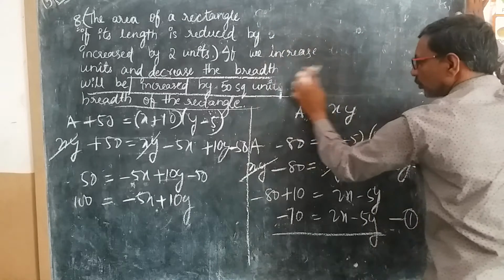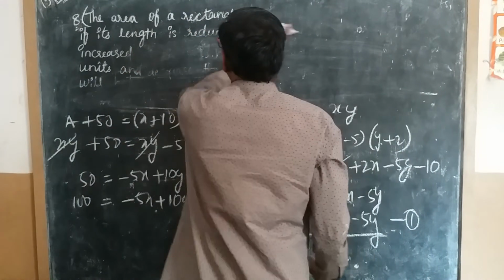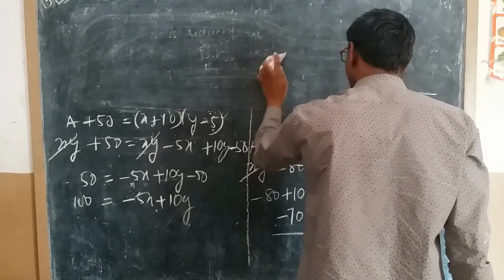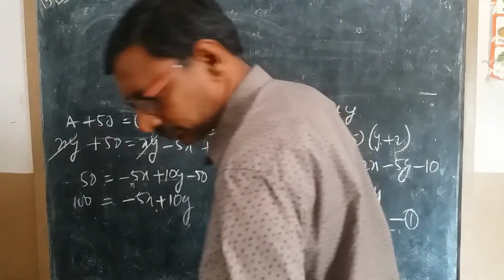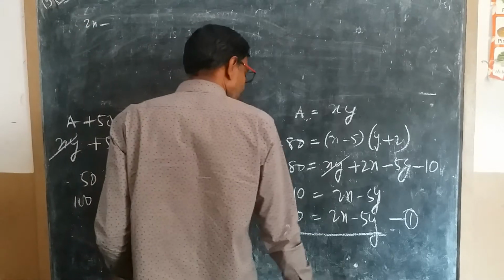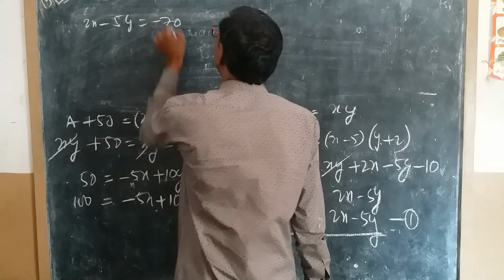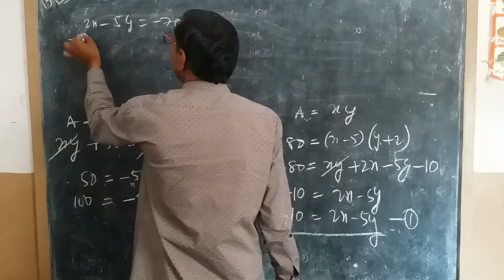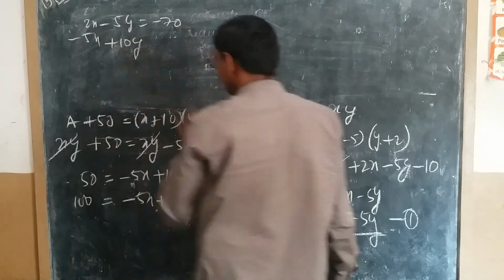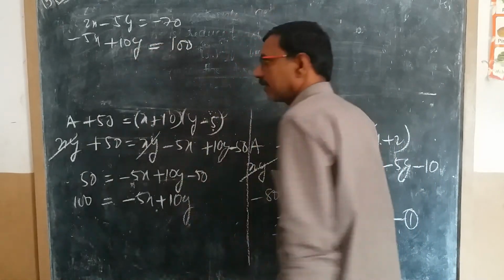So here I would like to use the elimination method to get the length and breadth from my system of equations. So my system of equations, I will write it down here now. The first one is 2x minus 5y equals minus 70. And minus 5x plus 10y is equal to 100.